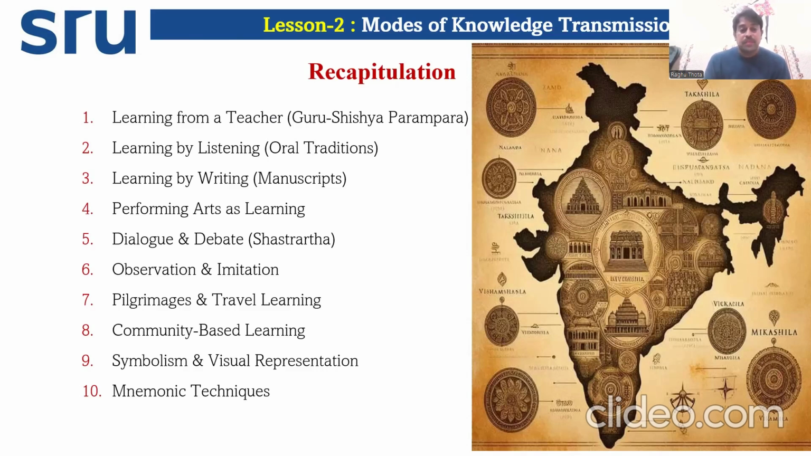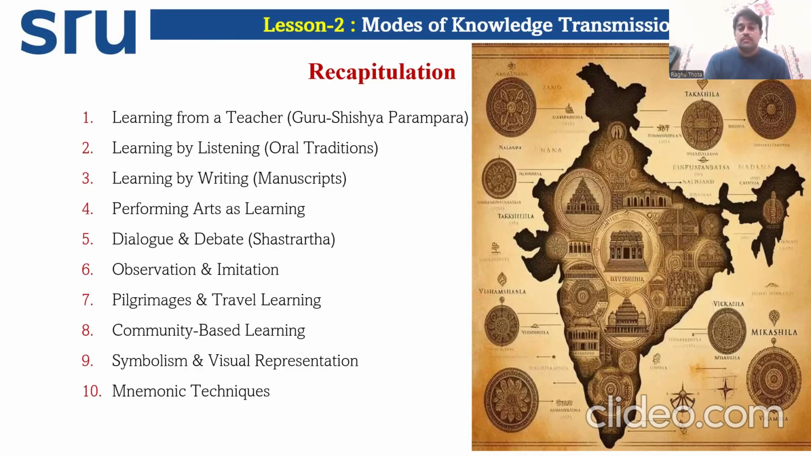Observation and imitation. Pilgrimages and travel learning. Many ancestors were very interested in going to different places in the name of pilgrimage so that they could share their culture and knowledge among different people, and different cultures could be understood by each other. Not only that, whatever knowledge they had, they transmitted to the different people when they met each other. Travel is one of the best ways of transmitting knowledge in ancient times.